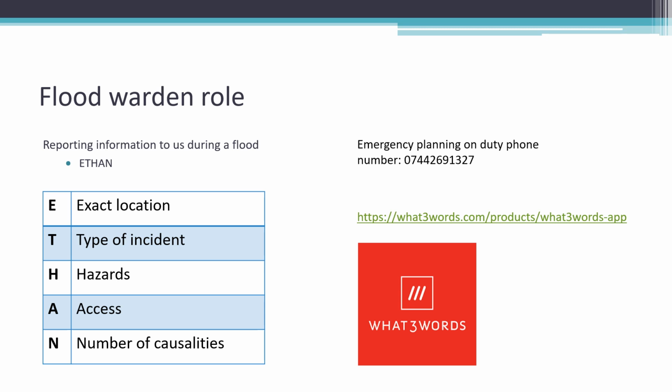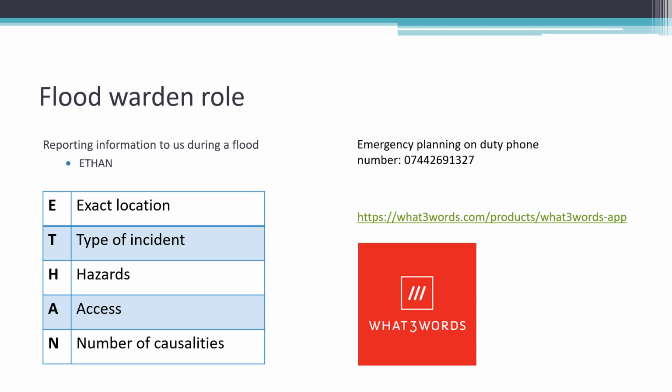E. The exact location of the incident. You can provide a postcode or download the What 3 Words app to provide an exact location. T. Type of incident. Try to describe the extent of the flooding. H. Any hazards that are present, if known. A. Access. Please report any access routes that are blocked or obstructed. N. Number of casualties.